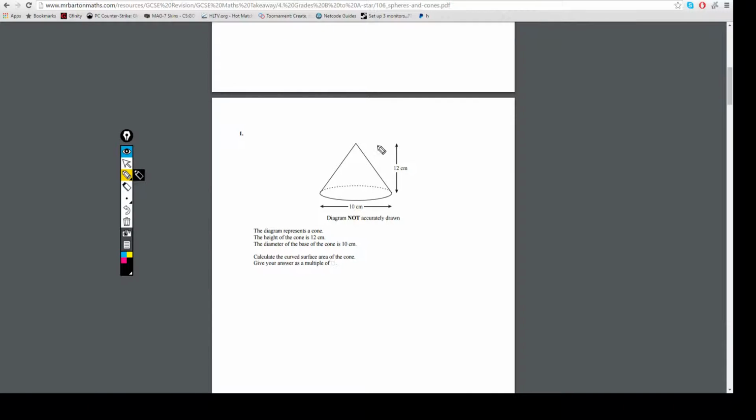So here we have a cone. The diagram represents a cone. The height of the cone is 12 centimeters. The diameter of the base of the cone is 10 centimeters. Calculate the curved surface area of the cone.